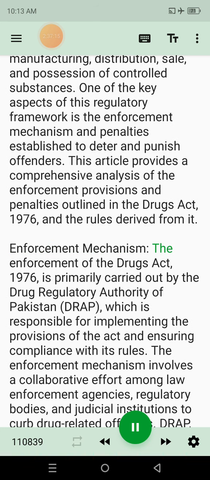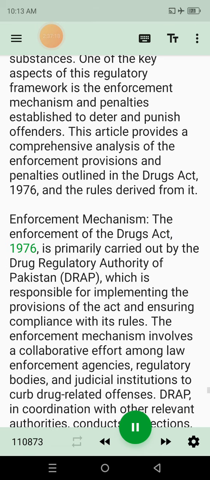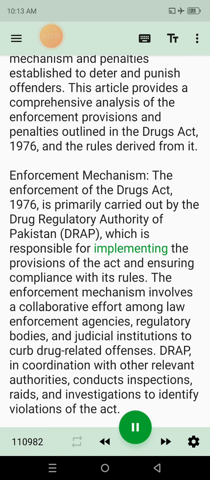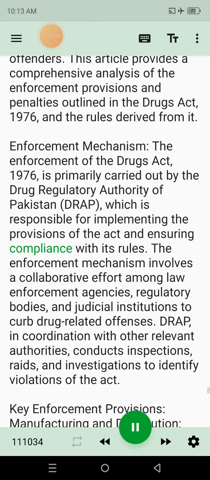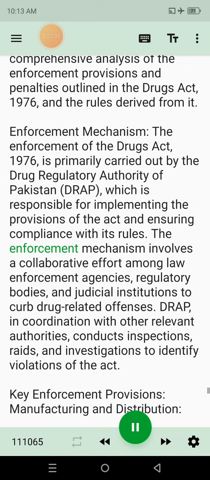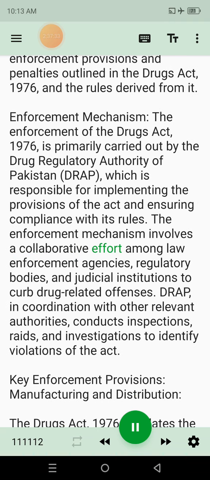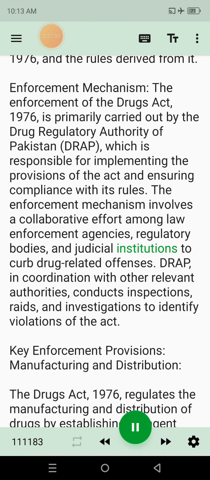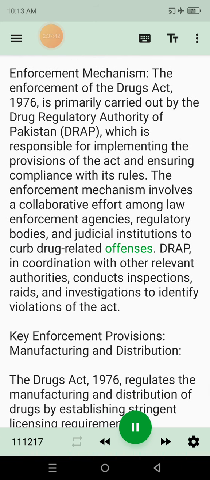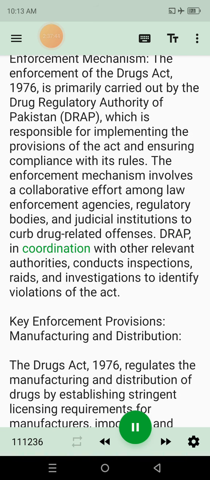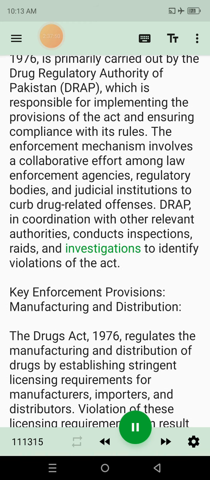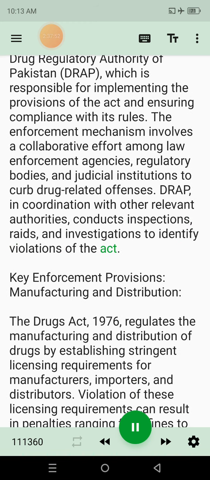Enforcement mechanism. The enforcement of the Drugs Act, 1976, is primarily carried out by the Drug Regulatory Authority of Pakistan (DRAP), which is responsible for implementing the provisions of the Act and ensuring compliance with its rules. The enforcement mechanism involves a collaborative effort among law enforcement agencies, regulatory bodies, and judicial institutions to curb drug-related offenses. DRAP, in coordination with other relevant authorities, conducts inspections, raids, and investigations to identify violations of the Act.